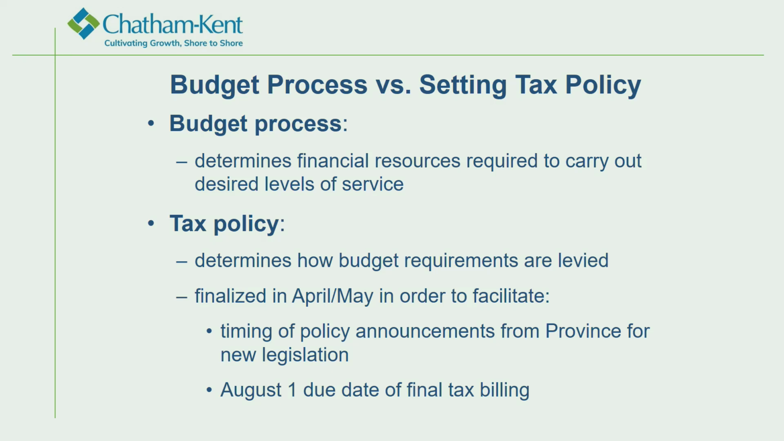Tax policy is presented to Council in April or May and provides Council with recommendations on tax ratio changes, which in turn may shift the proportion of the tax burden from one class to another. Tax policy also takes announcements from the province, such as the education rates, and new legislation, such as the tax ratio limits, in determining how that pie will be sliced.